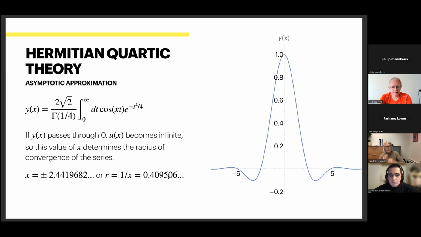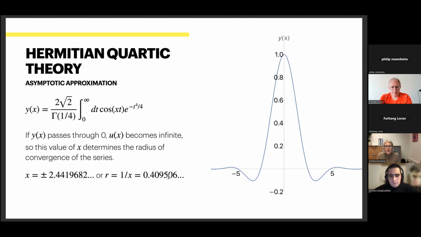Now, one of the other things is, of course, Christos tried all sorts of other types of approximations for Gn to try and see if you could get a better approximation without knowing the asymptotic approximation.